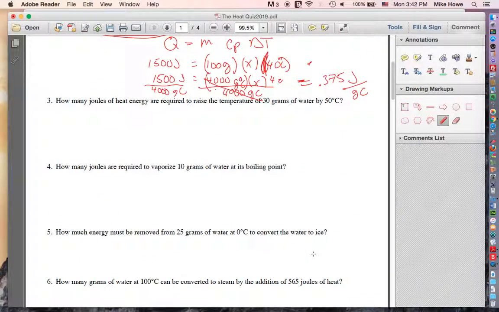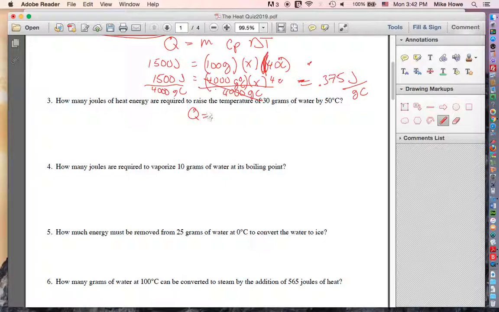Number 3. You're going to raise the temperature of 30 grams of water by 50 degrees. So is that a temperature change problem? Yes, that's a temperature change. So you're going to need to use that same formula.